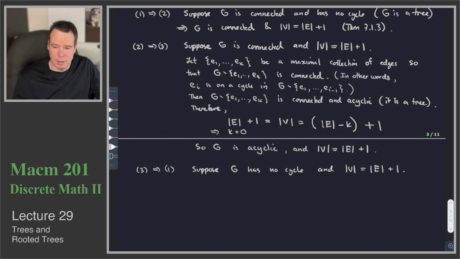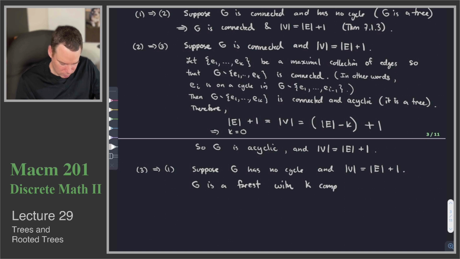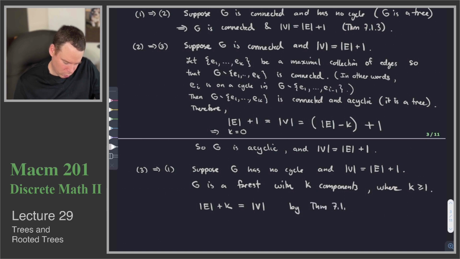Well, since it contains no cycle, then it must be a forest. So G is a forest with, let's say, k components, where k is greater than or equal to 1. But because it's a forest with k components, then we know that the number of vertices is equal to the number of edges plus k. And that's by theorem 7.1.3.